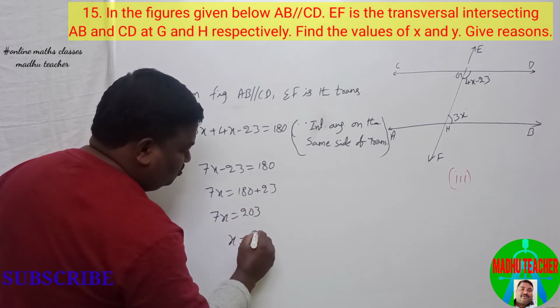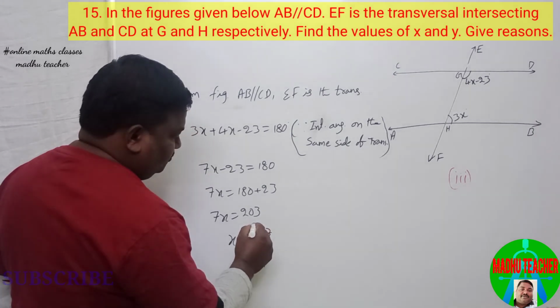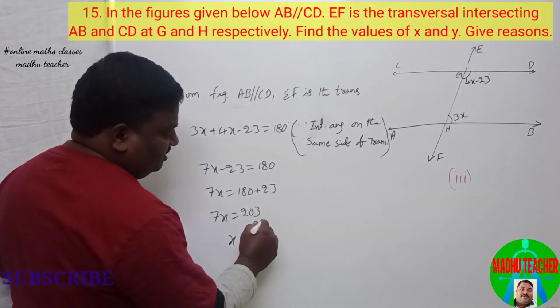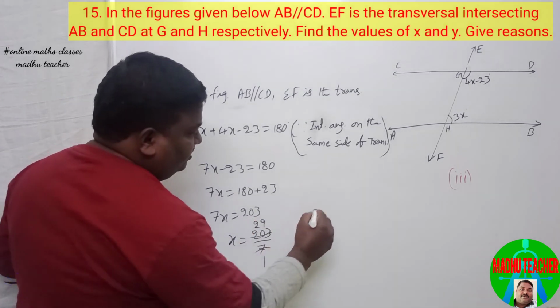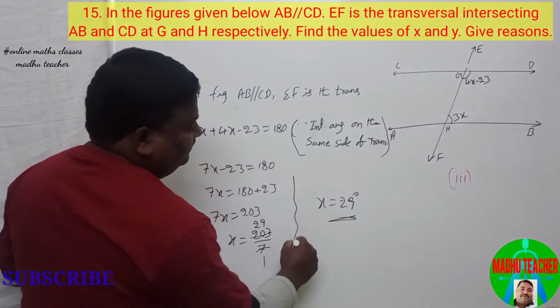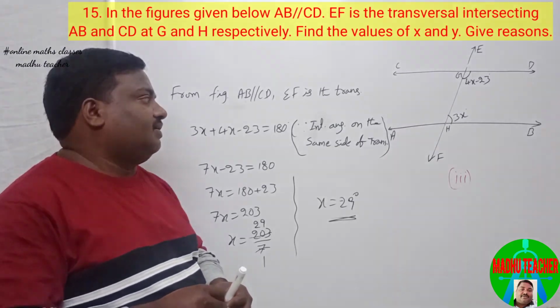x equal to 203 by 7. 7 ones are 7, 7 twos are 14. So 6 remainder, 7 nines are 63. So that is x equal to 29. So this is the 15th problem.